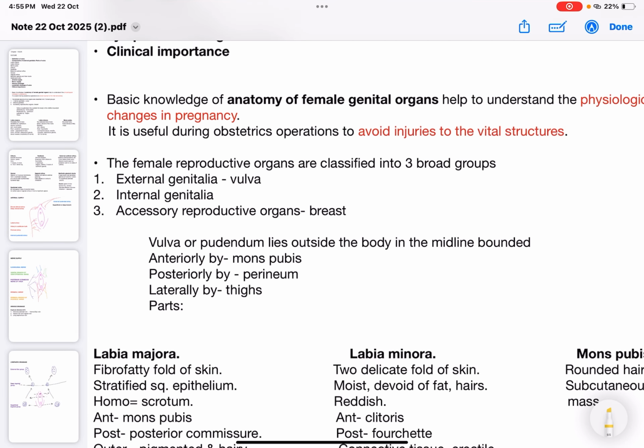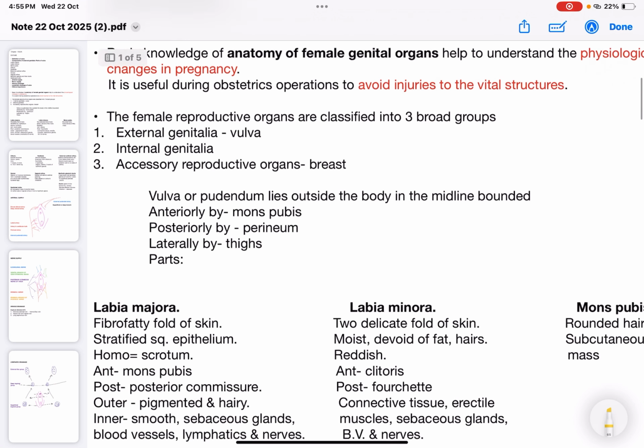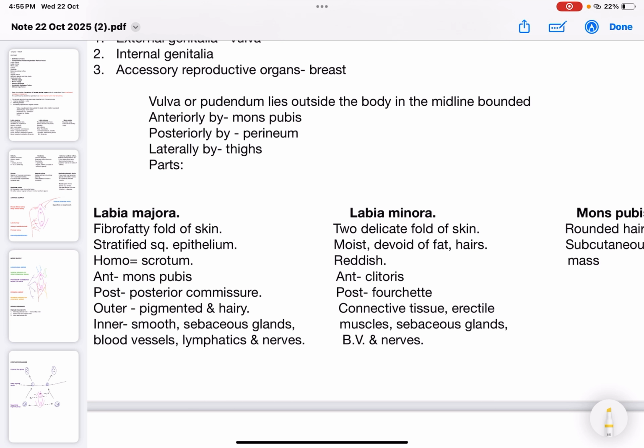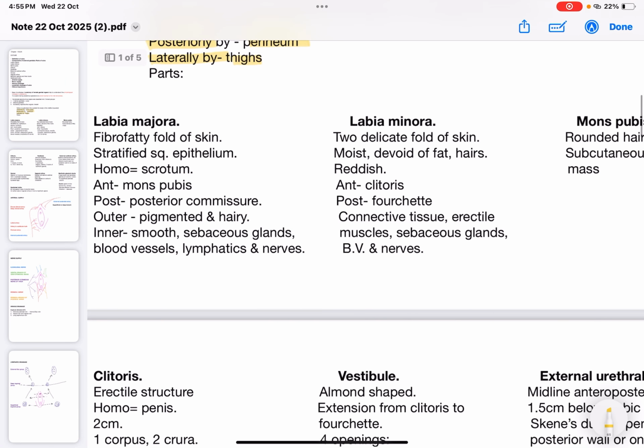So, what does it comprise? Female reproductive organs are broadly classified into three categories: external genitalia, which is vulva, our today's topic; internal genitalia; and accessory reproductive organs, which is breast. So, what is vulva? Vulva or pudendum lies outside the body in the midline, bounded anteriorly by the mons pubis, posteriorly by the perineum, and laterally by the thighs. There are almost 9 parts of it, so we will go step by step.